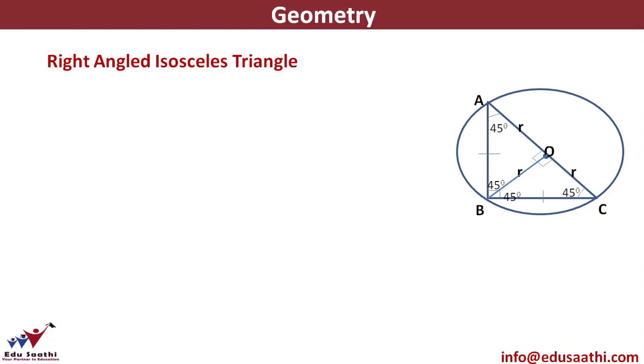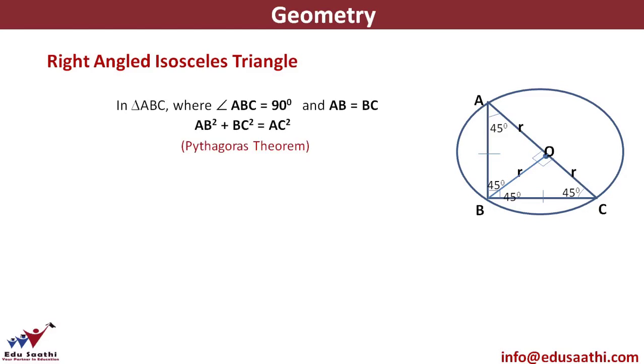Now if you join B with the center of the circle, that can be formed with O, that means taking AC as the diameter, this BO will also act as the radius, and the angles that you will get, angle ABO and angle OBC, will also turn to be 45 degrees.